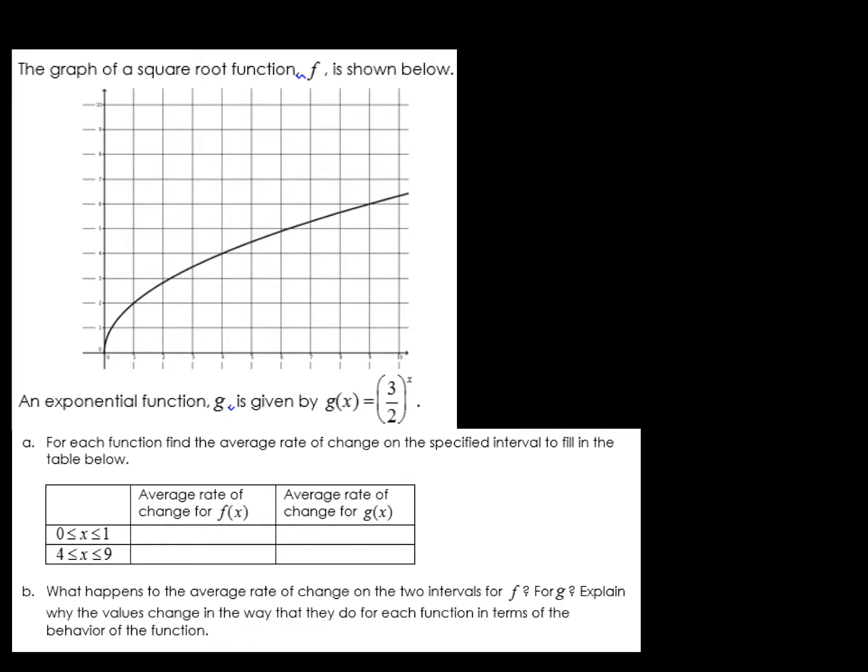All right, so here's the first question. Go ahead and copy down the relevant information and make sure that you create a very clear table here for the average rates of change and explain the average rates of change in part B.